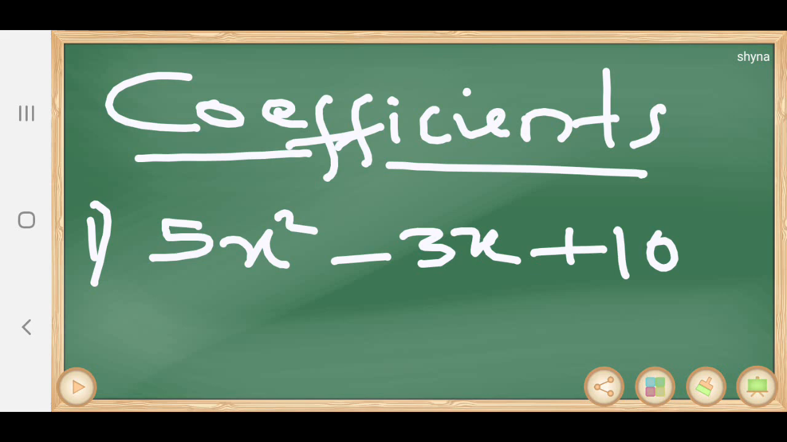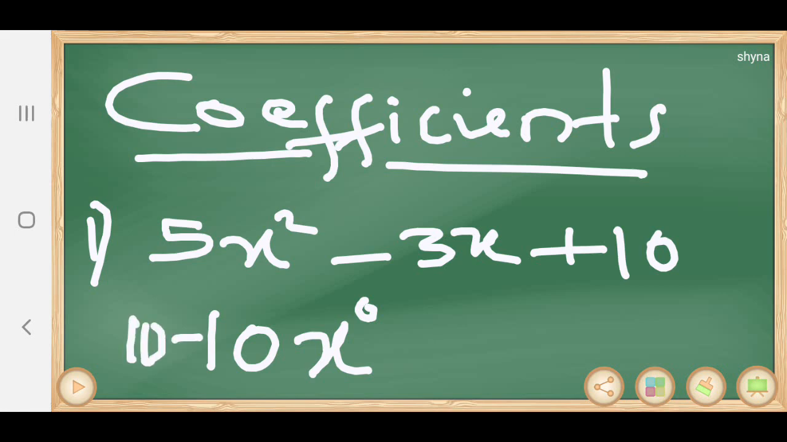Actually, 10 we can write as 10x raised to 0. If you need, in the bracket you write 10 equal to 10x raised to 0. Why? What is the value of x raised to 0? 1. 10 means 10 into 1. Instead of 1 you can write x raised to 0. Then coefficient of 10x raised to 0 is same as coefficient of 10 equal to 10.